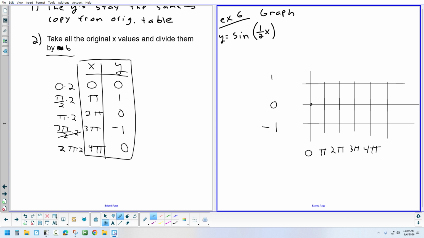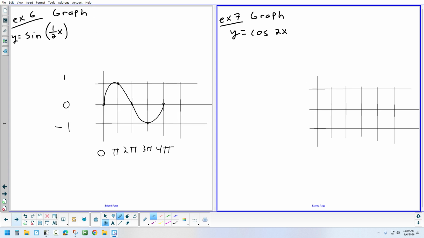Okay, so start at the origin. 1, 0, -1, back to 0. And that's your sketch. Okay. Any question on the table or the sketch? All right, so that one was a stretch. Let's try one that's a compression.